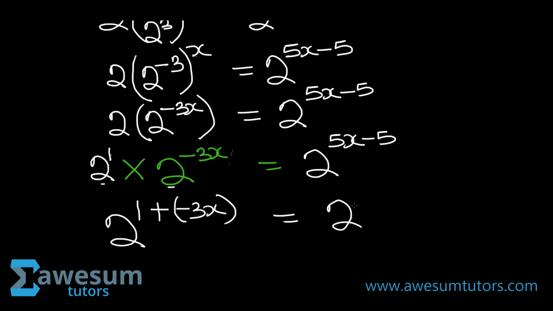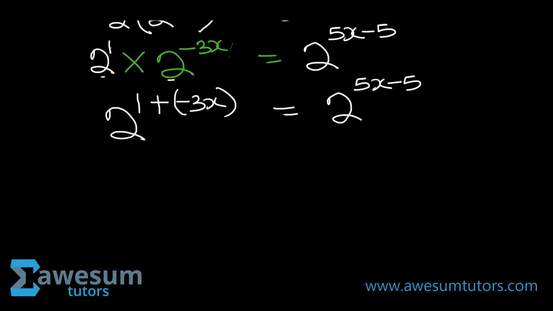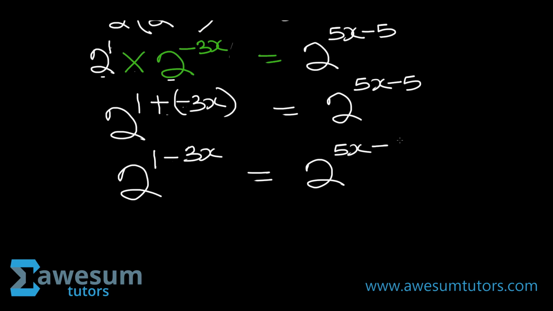Equals 2 raised to the power of 5x minus 5. Okay? Now, what do we do? Now, I can open up this bracket right here. Plus times minus, that is positive times negative. That's unlike signs. It's going to give you negative. So I have 2 raised to the power of 1 minus 3x, because positive times negative gives negative, equals 2 raised to the power of 5x minus 5. Very good, guys.